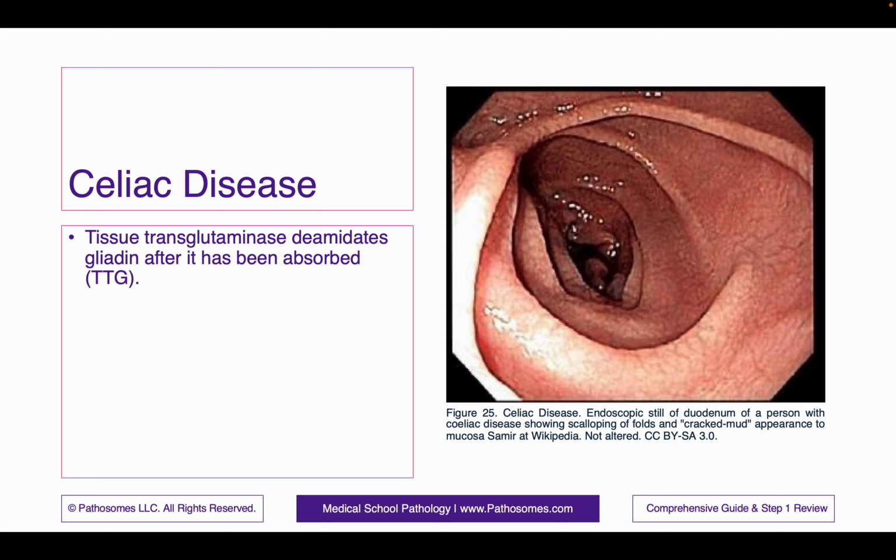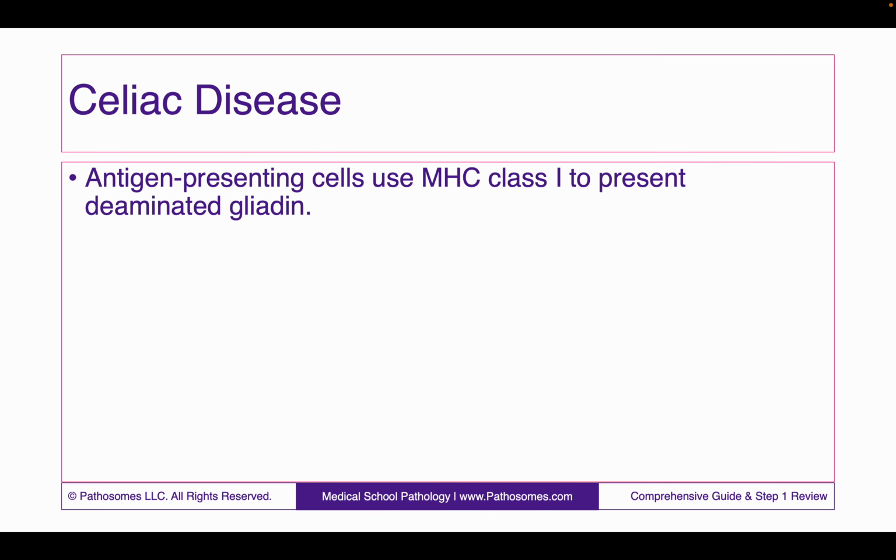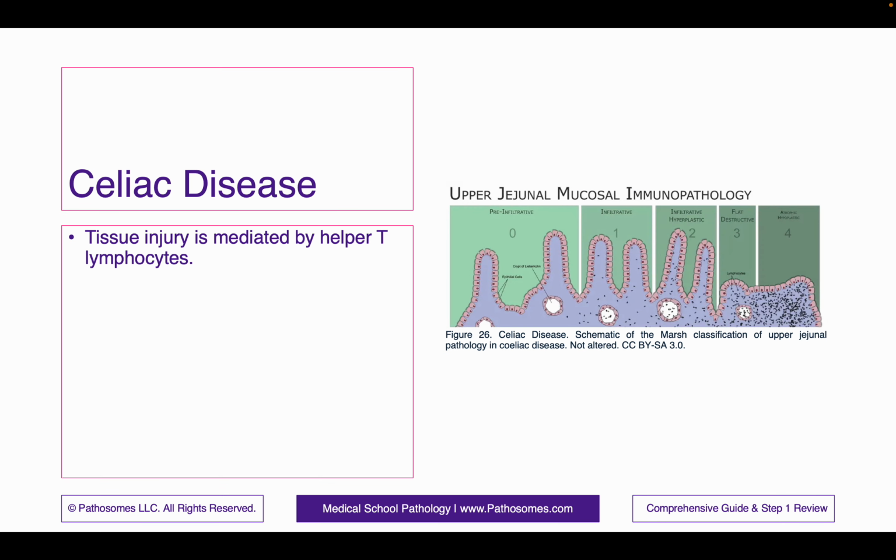With celiac disease, the tissue transglutaminase deamidates gliadin, and that has been absorbed, right? That's TTG. Antigen-presenting cells use MHC class 2 to present deamidated gliadin. Tissue injury is mediated by helper T lymphocytes. And this cartoon here to the right is a great classification scheme for the degree of celiac disease damage.